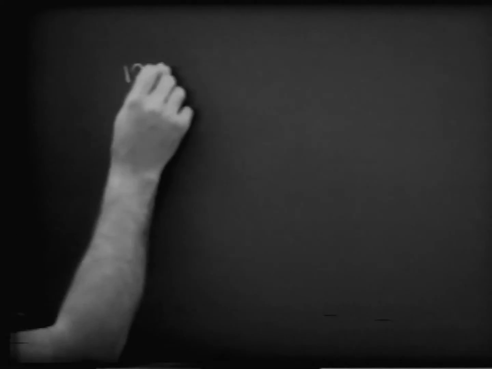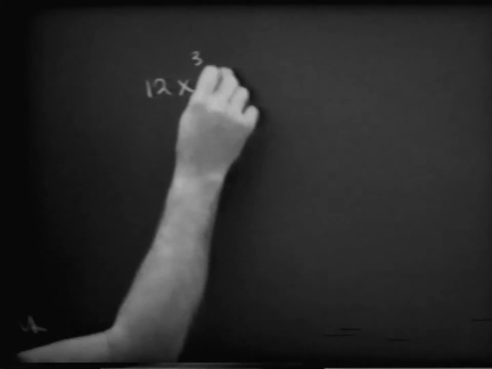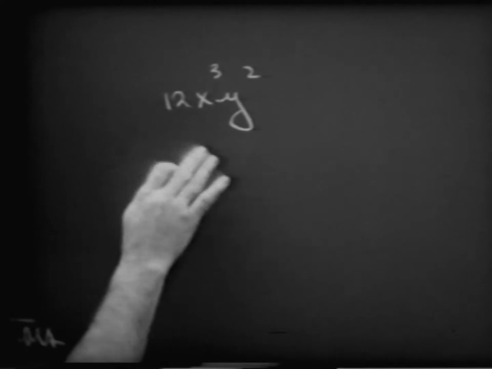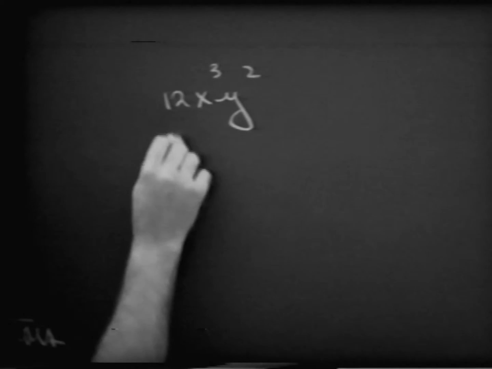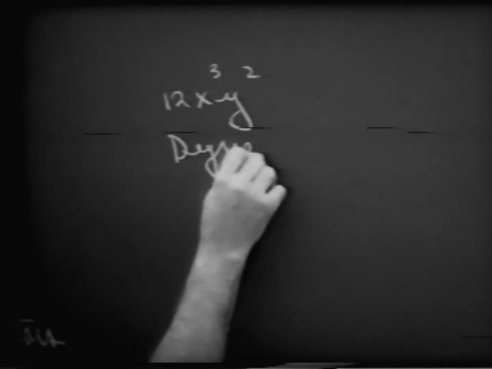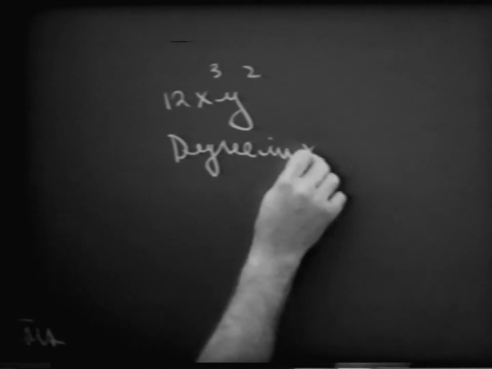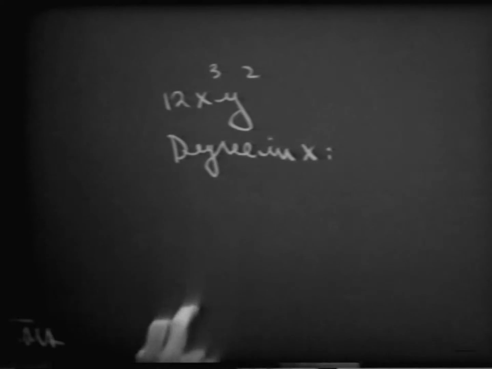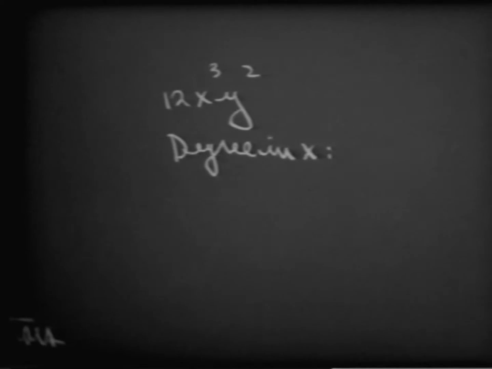Suppose we were to look at another example. Suppose I had something such as 12x cubed y squared. And here I have 2 variables, x and y. So if we speak of the degree with respect to x, or the degree in x, we simply think of it with respect to that exponent of x, which happens to be 3.